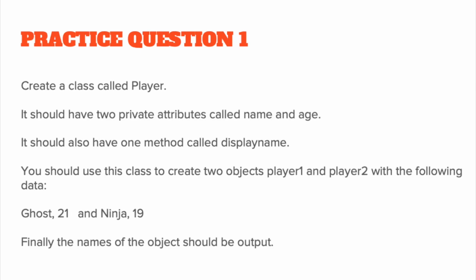Okay, let's try practice question 1. Create a class called player. It should have 2 private attributes called name and age. It should also have 1 method called display name, just like we had in the car class. You should use the class to create 2 objects, player 1 and player 2, with the following data: Ghost 21 and Ninja 19. Finally, the names of the objects should be output by the program. So pause the video, have a go, and then continue to check a possible solution.